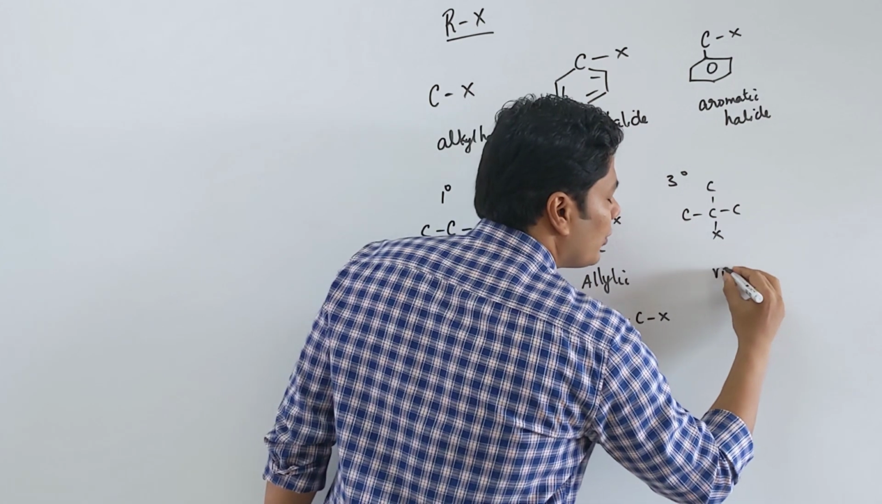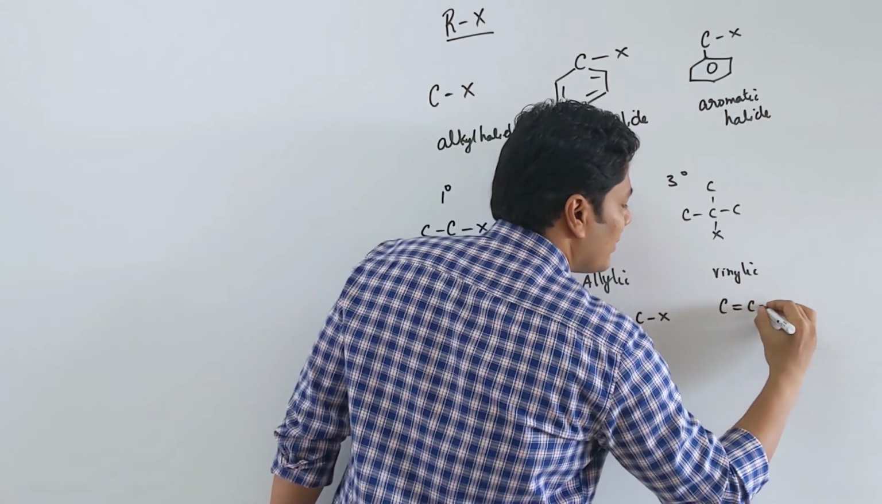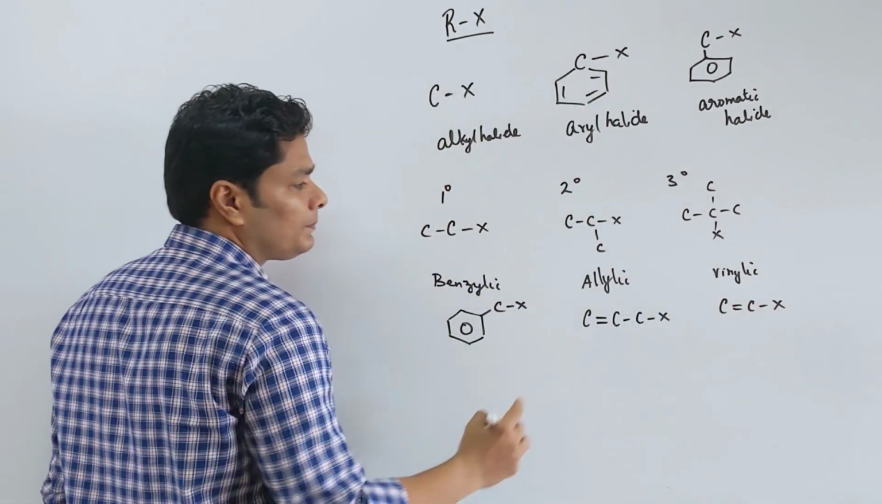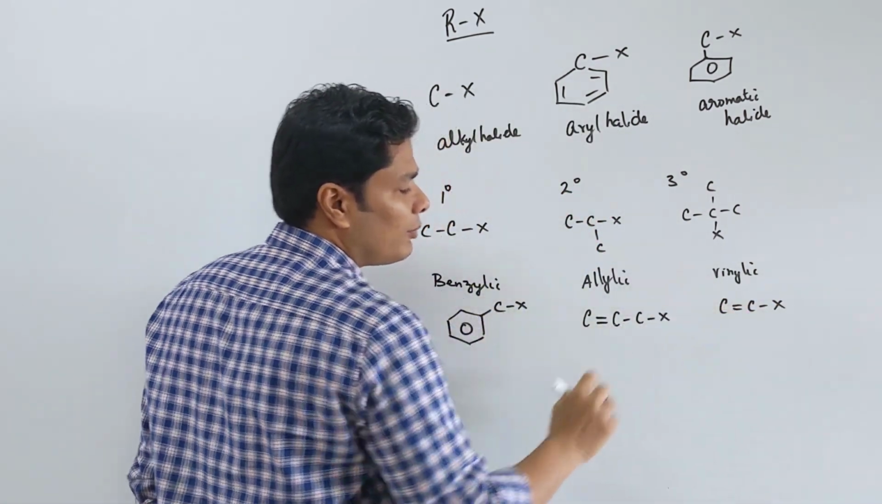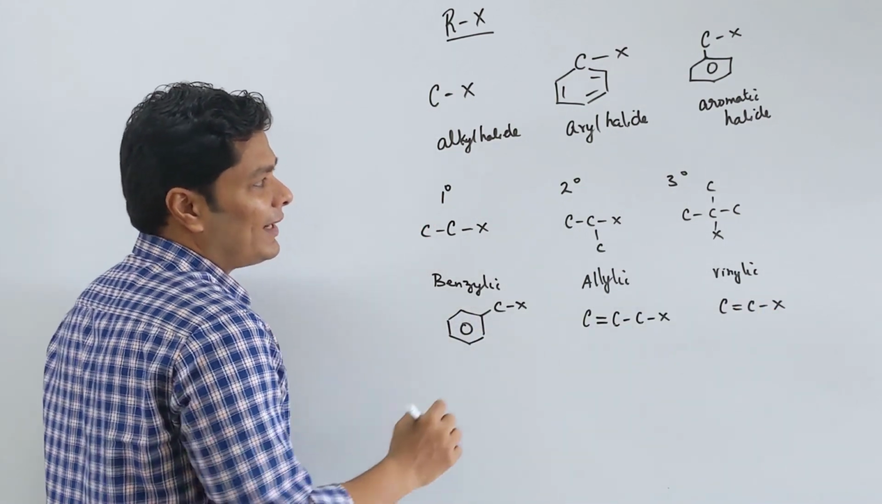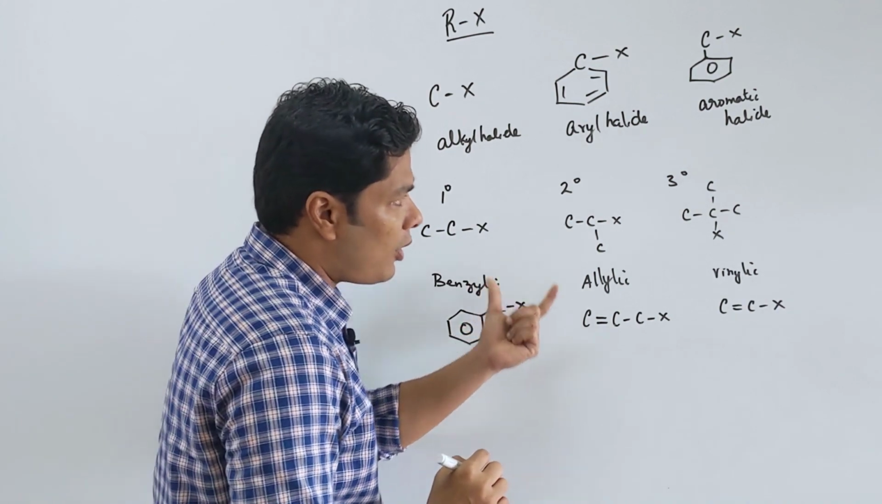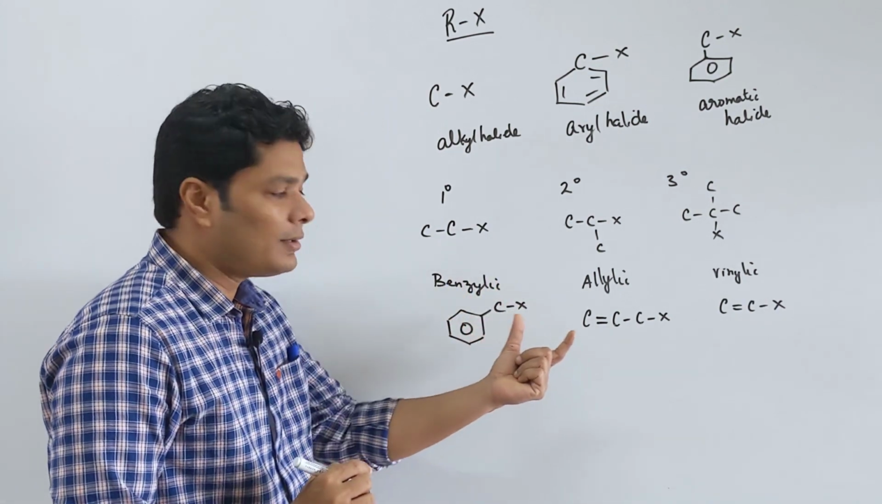The other one that you want to know is vinylic. Vinylic is nothing but a halogen attached to a carbon that has a double bond. So this is a vinylic halogen or vinylic halide. So this is another way of classifying them. All of them are different ways of understanding the same thing.